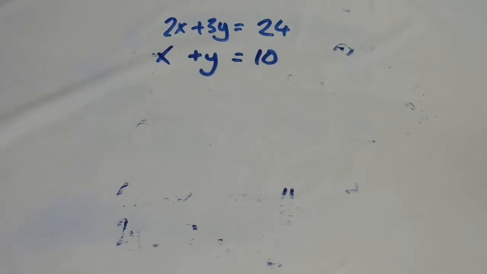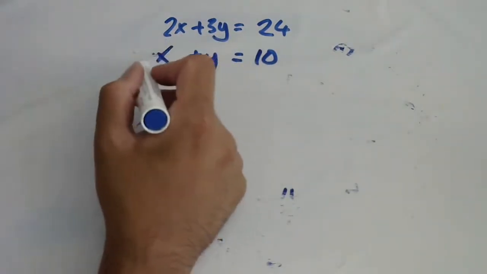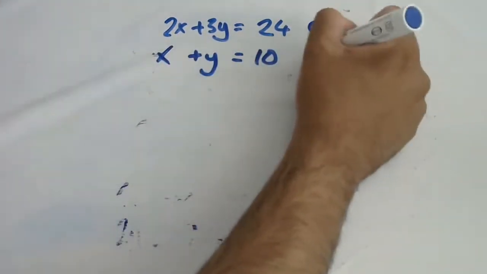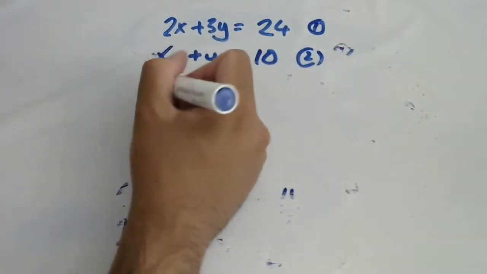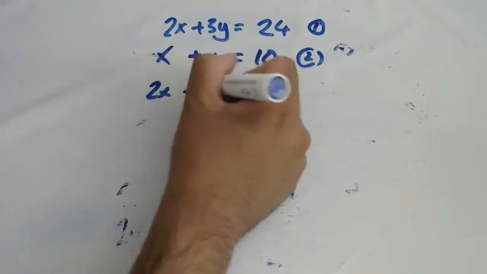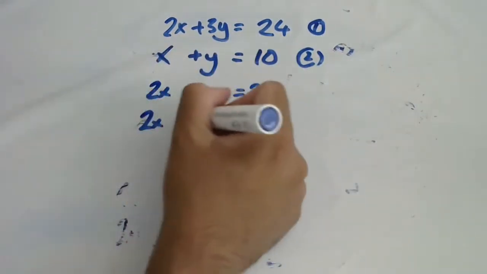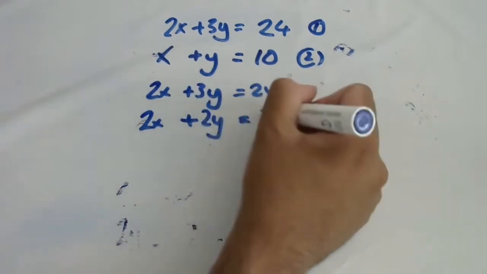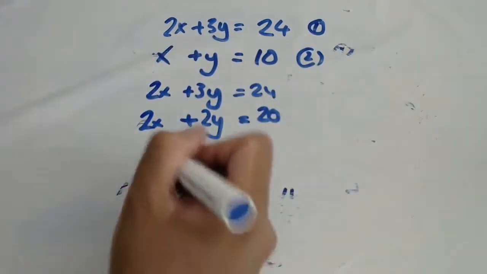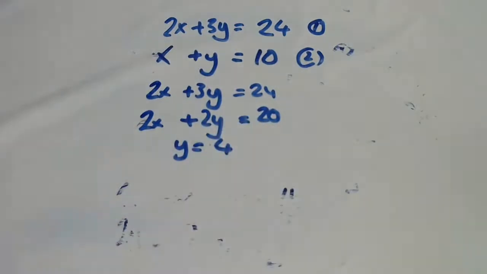So y equals 14 is the claim. I don't see it, but let's have a look. So you're going to cancel the x's, yeah? So that means you're going to multiply equation 2 by 2. The first equation stays the same, so 2x plus 3y is still 24. But the second equation is going to be 2x plus 2y equals 20. So I'm going to go, yeah, y equals 4. I reckon Harris is right.